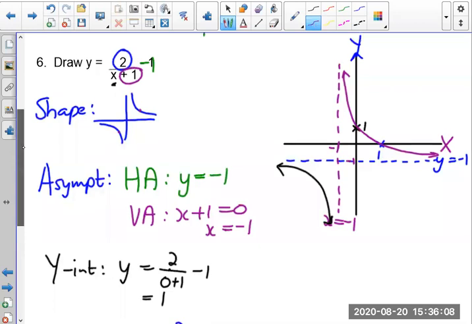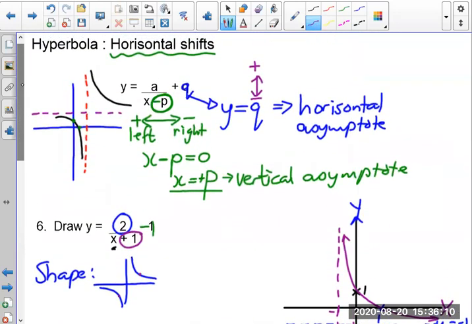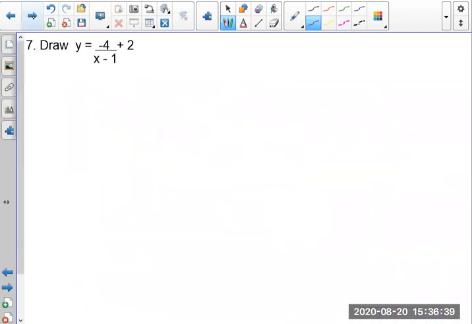So you get horizontal shifts, sideways shifts, if you add or subtract something to the x, and remember x always behaves the opposite way. If you see a plus, the graph moves to the left. If you see a minus, the graph shifts to the right. Okay, and if you start drawing at the asymptotes, you will not make mistakes. Okay, let's do another example.